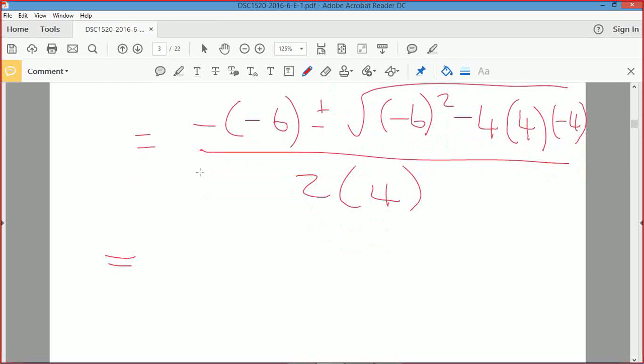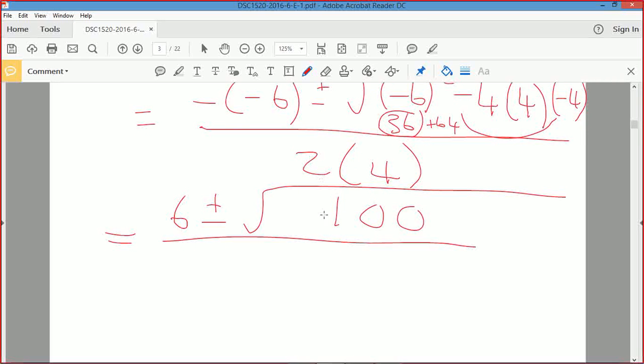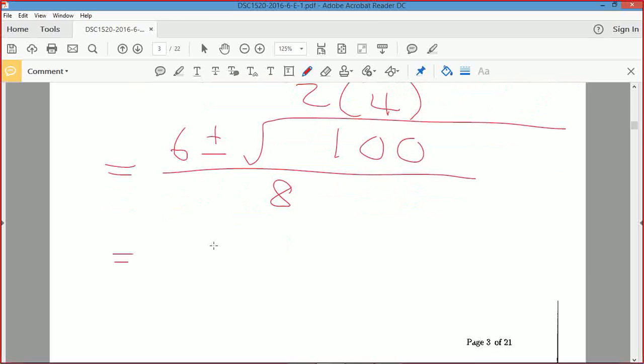Then we need to simplify this. Minus and a minus is 6, plus minus square root. 6 squared is 36, so that's 36 there. Minus 4 times minus 4 is plus. 4 times 4 is 16, 16 times 4 is 64. 64 plus 36 is 100, over 2 times 4, which is 8. What is square root 100?